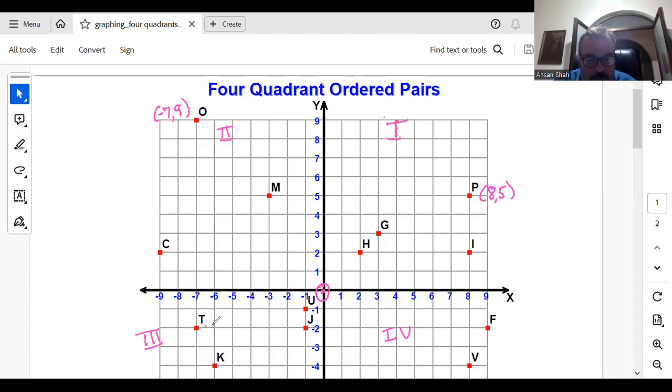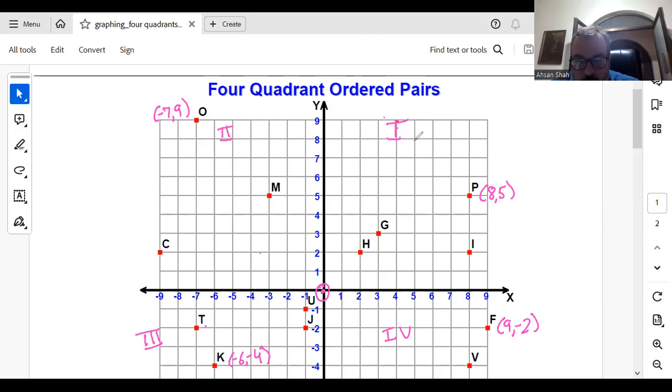The point A has the coordinates -6, -4. And the point F has the coordinates 9, -2.